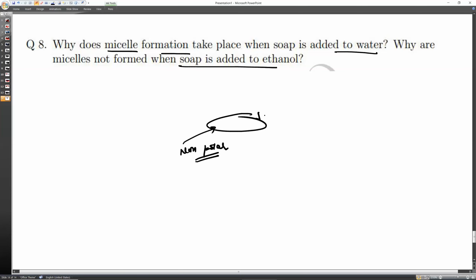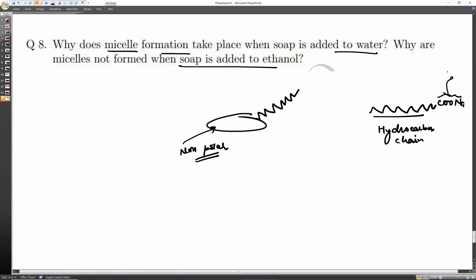And soap has two ends like this. One is the hydrocarbon chain, like I'm having. This is the hydrocarbon chain of soap. And another one is the COONa. This is the polar part, the polar end, which is ionic and gets attracted to the water.